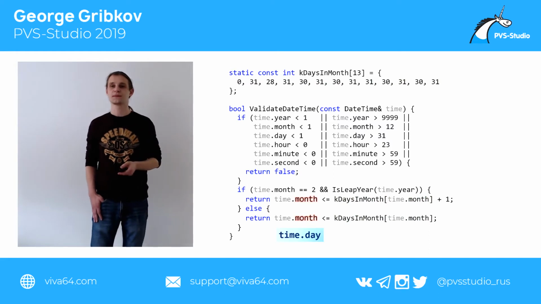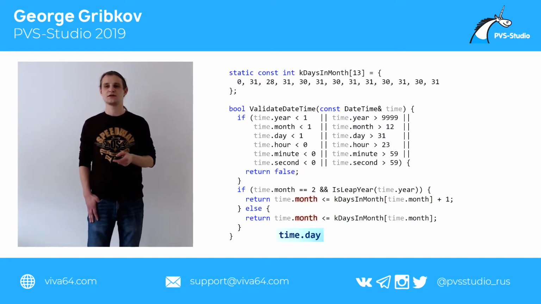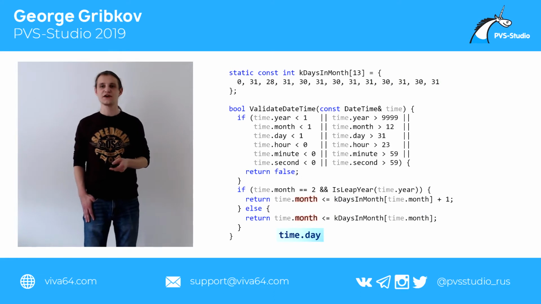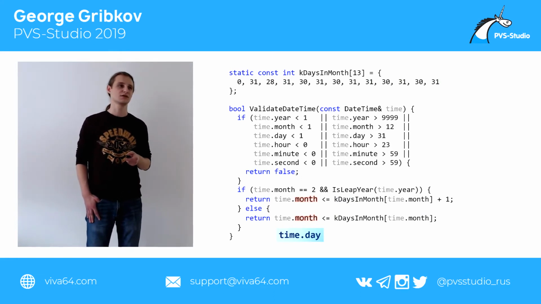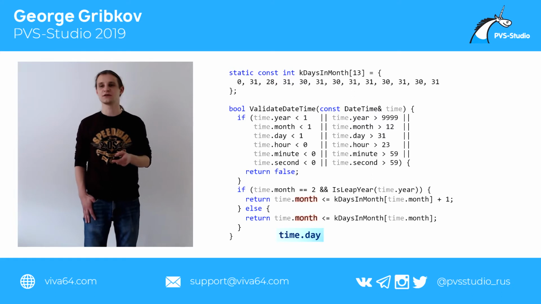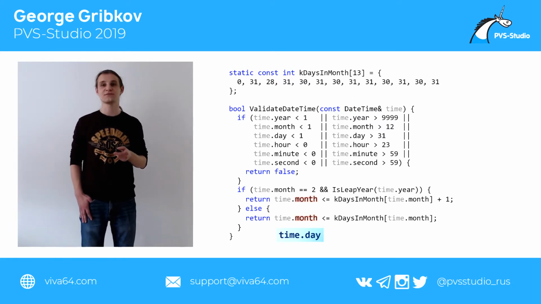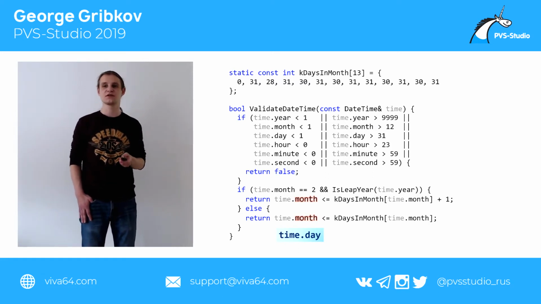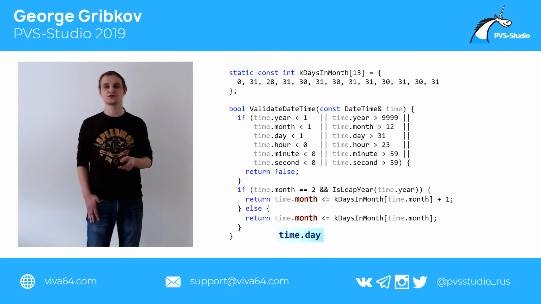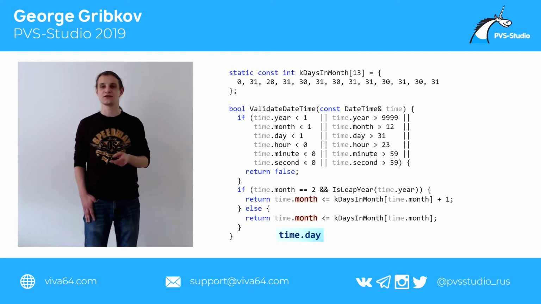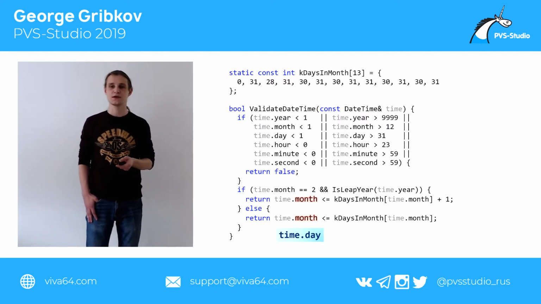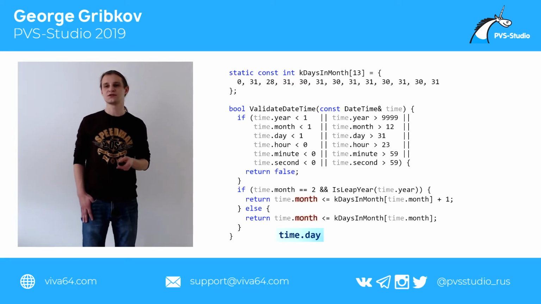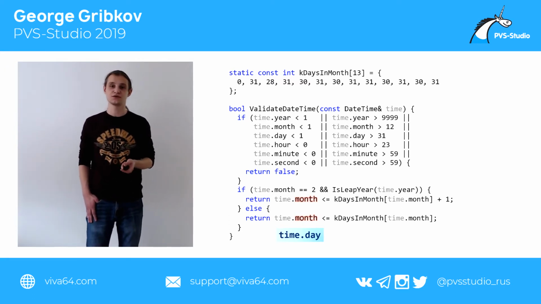What is the matter? The fact is that the programmer made a typo. In fact, to the left of a less or equal operator should be the value of time day, not time month. The analyzer doesn't know anything about the days or about the months of the year, etc. But nevertheless, it calculated that these expressions are true all the time, and accordingly, this is suspicious. Indeed, we see that this is really an error, and we should fix it.